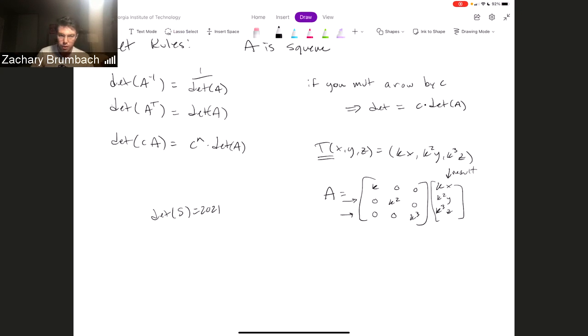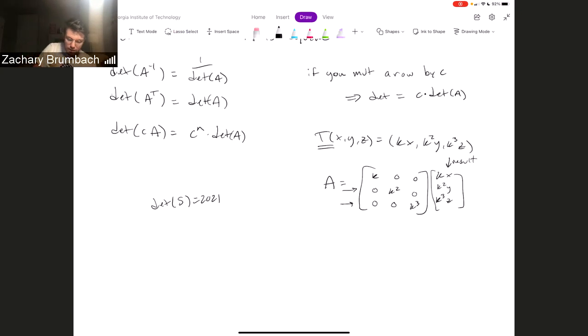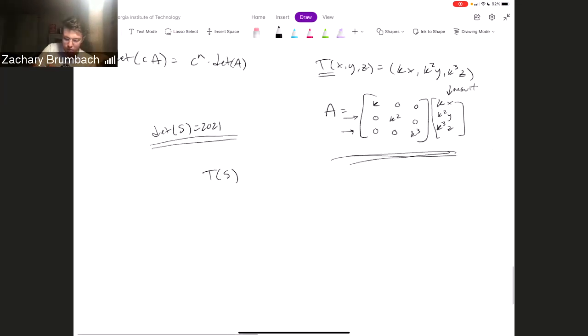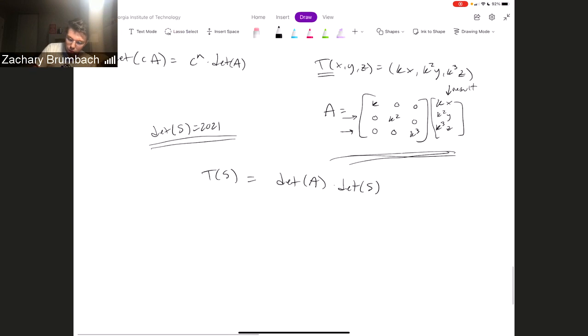All right? So when it's asking to do the transformation of S, what this is saying is this changes the determinant how, and this is our original determinant, okay? So this is just equal to the determinant of A times the determinant of S, which is k to the 6th times 2021. Questions on that?